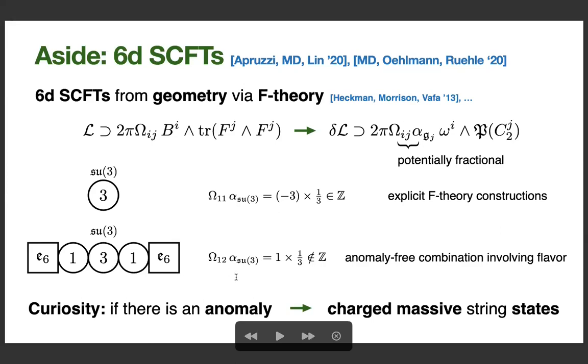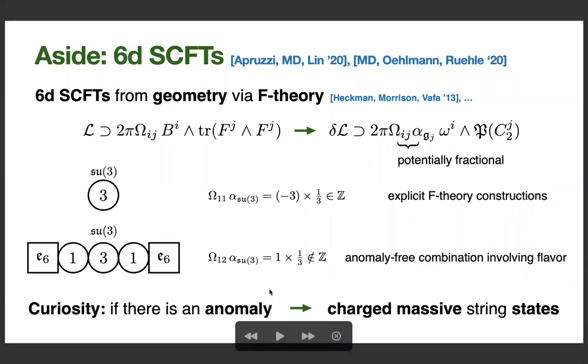A small curiosity is that whenever there is an anomaly, there are also charged massive string excitations in these theories that are charged under the center one-form symmetries. So this anomaly, which is a pure EFT, very low energy constraint, seems to know that there are some heavy particle states that are actually explicitly breaking it.